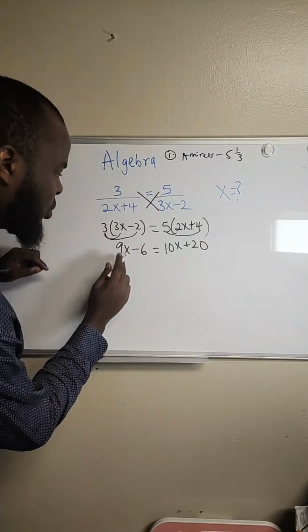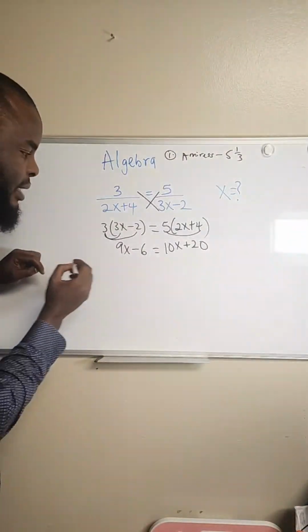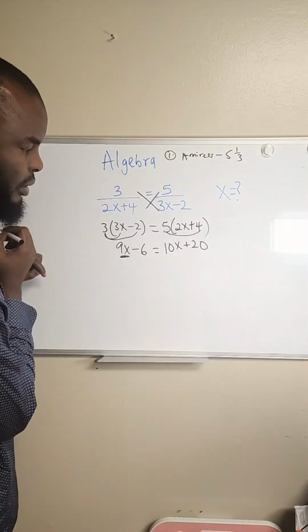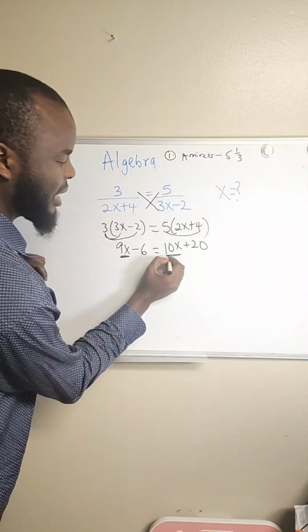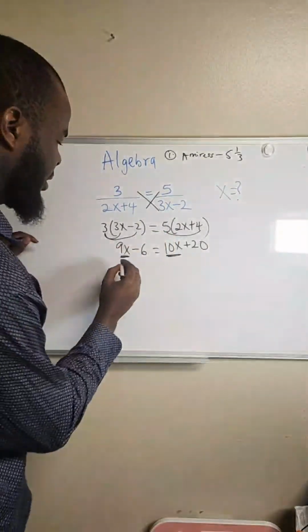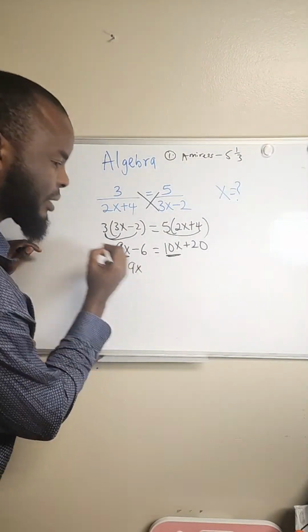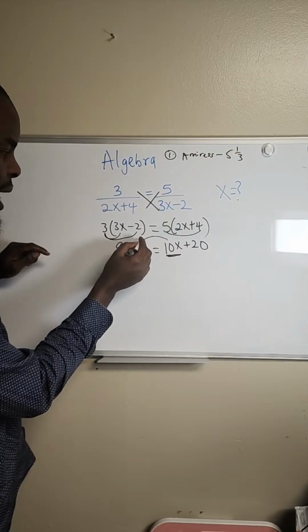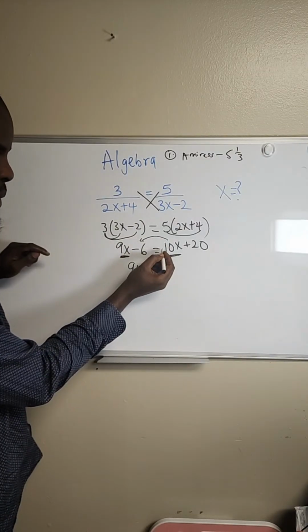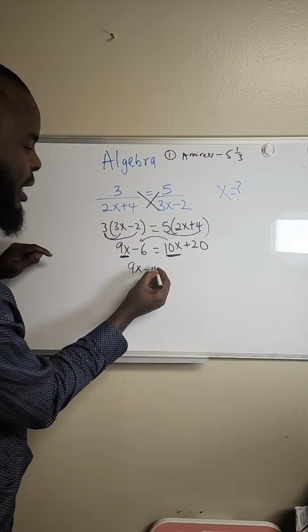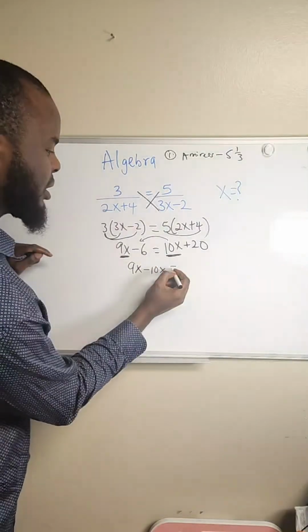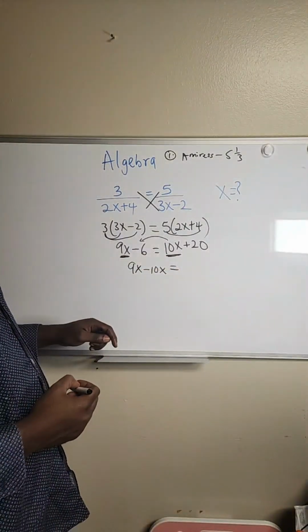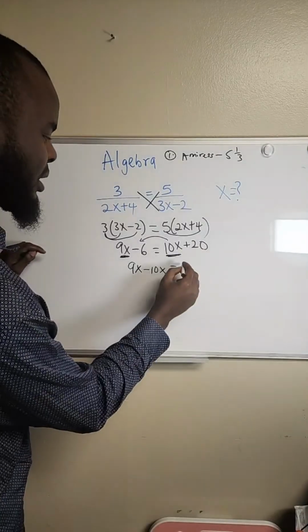Now, the next thing to do is collect like terms. This has x, and this also has x. Take them together. Here we have 9x. If you are moving this to this side, the sign is going to change from plus to negative 10x. This is your equal sign. And here we have 20.